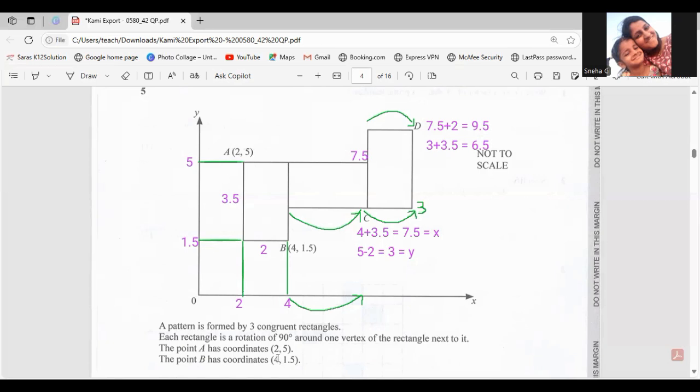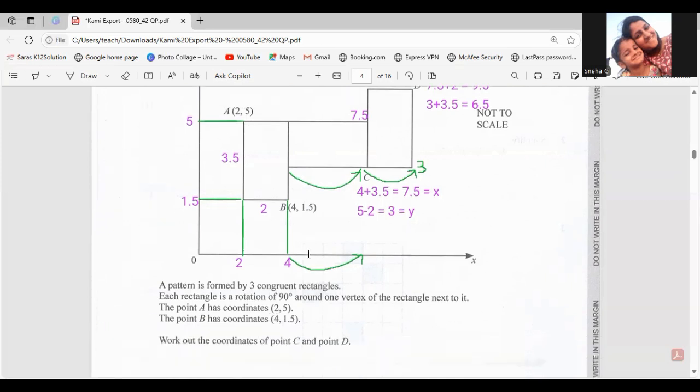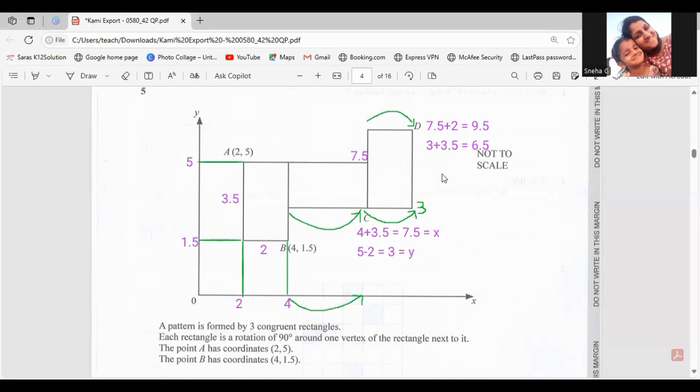Point A coordinates are given as (2, 5), so x coordinate 2, y coordinate 5. Point B coordinates are (4, 1.5), so x coordinate 4, y coordinate 1.5. The question is to work out the coordinates of points C and D. Point C is located here and point D is located here. How will we work out the coordinates for points C and D?